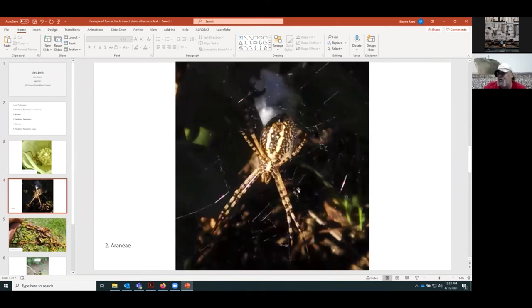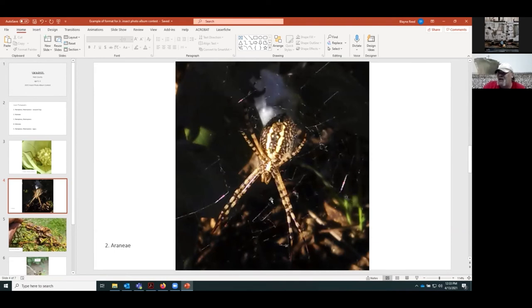Here's my second slide. This one is a yellow argiope spider. And I grabbed this one. I've for years tried to get pictures of these guys. They're real abundant in our crop fields late in the fall. And they usually scare me and make me jump and I never get a good picture. And I've always disturbed them. But I was able to get this one.